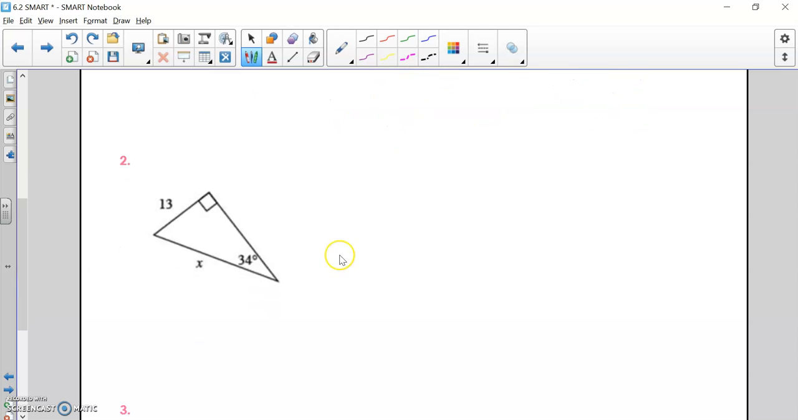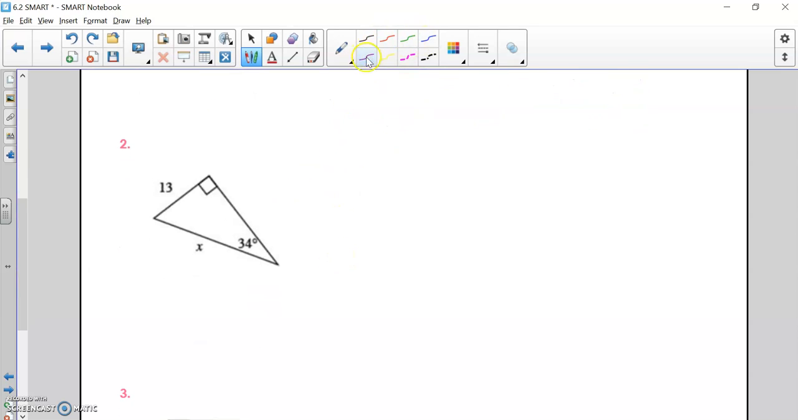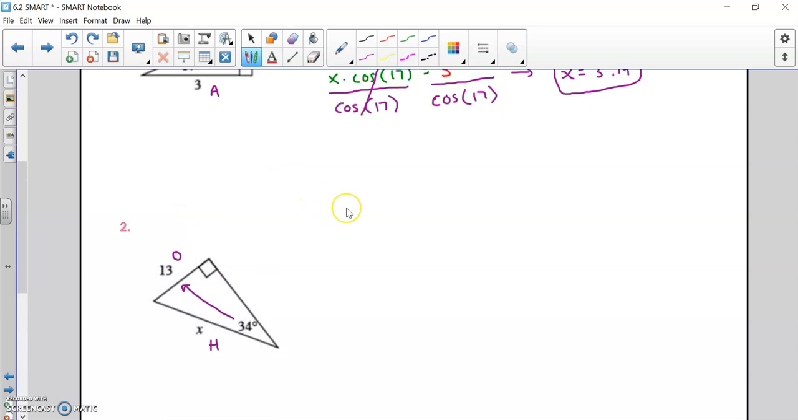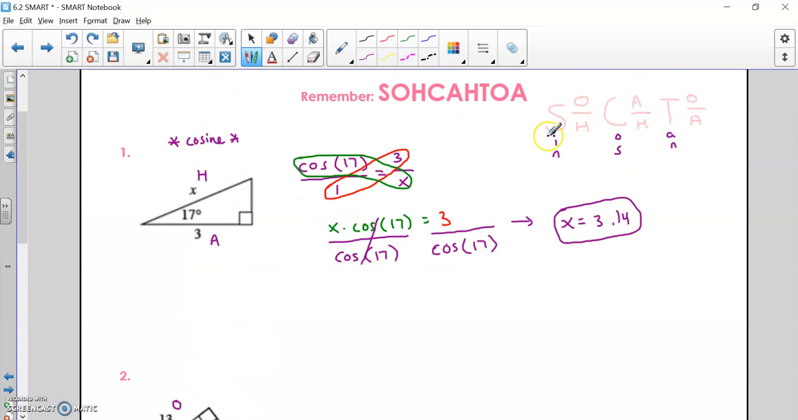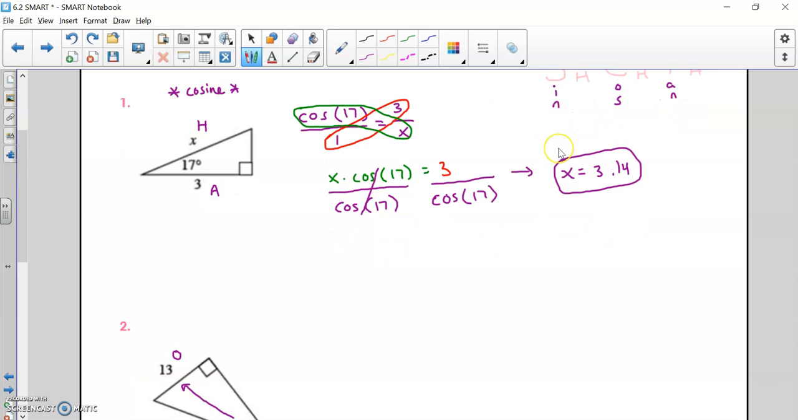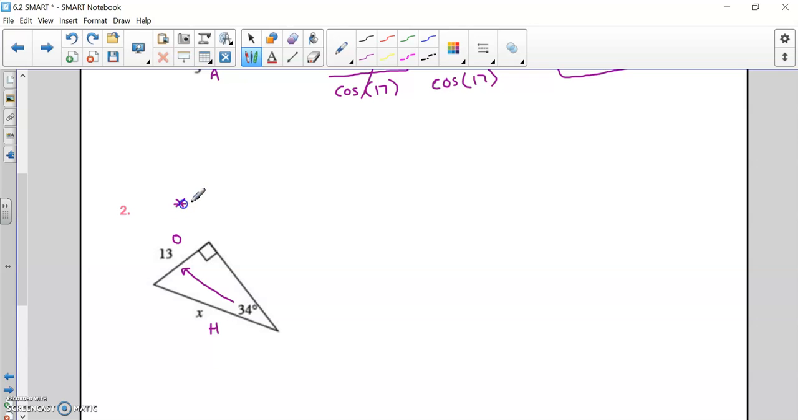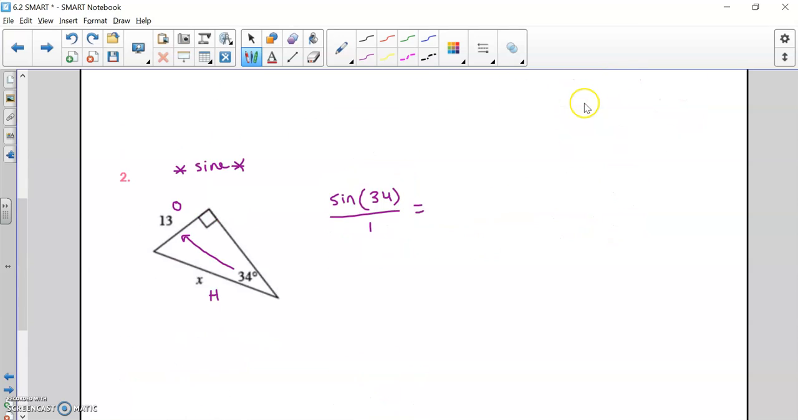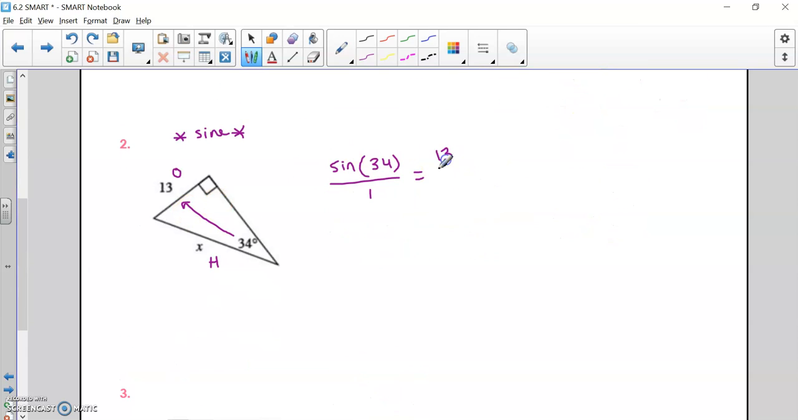All right, number 2. Step 1, label your sides. So this is the longest, so we'll call that H. This one is the one where when you draw an arrow out, that's where it lands, so it's going to be O. Because we're working with O and H, we go back up here and we're like, okay, well, S is the one that has O and H, so we must be using sine. So we can set up our proportion using the sine ratio. So we'll say sine of 34 degrees over 1 equals O over H, right? That's what it told us to do, was O over H. So in this case, we'll do 13 over x.